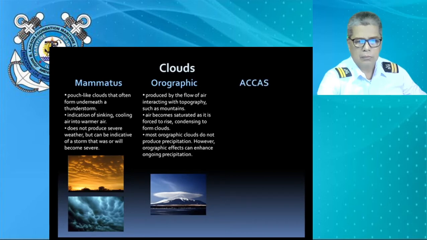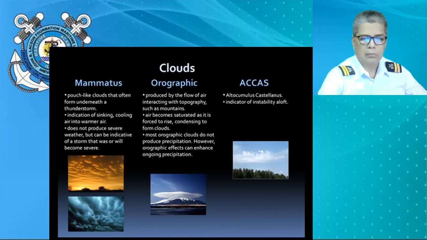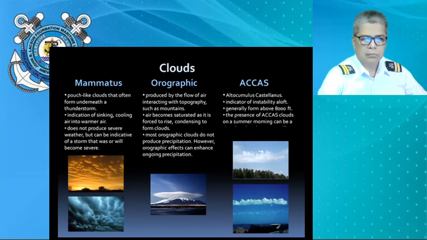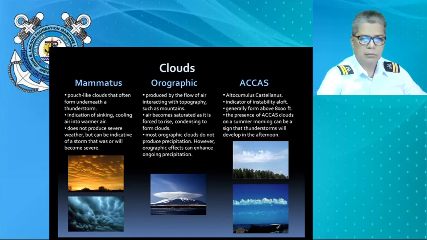ACUS is short for Altocumulus castellanus. These clouds indicate that there is instability aloft and can be a good indicator that thunderstorms will develop in the afternoon. Lastly, let's investigate precipitation, what causes it, and the varying forms it can take.